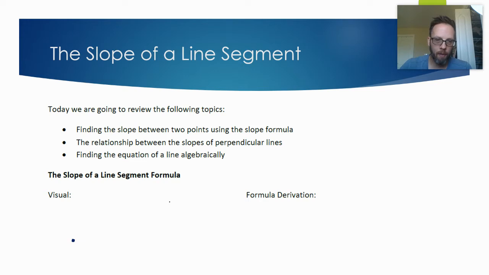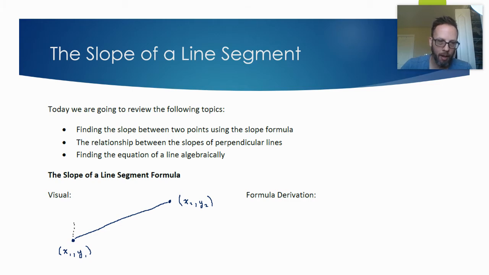So in general, if you have 2 points, and I'm going to call this one point 1, it has coordinates x1 and y1. And this point up here, I'm going to say it has coordinates x2 and y2. So each point has an x and a y. This is point 1. This one's point 2. And what we're interested in finding is a formula for the slope between them.